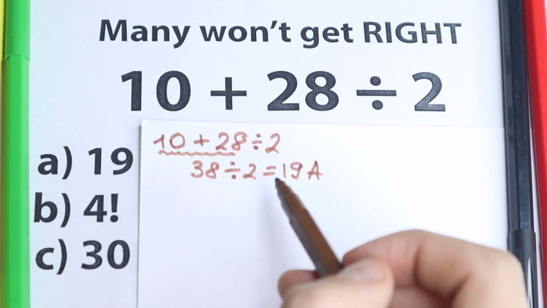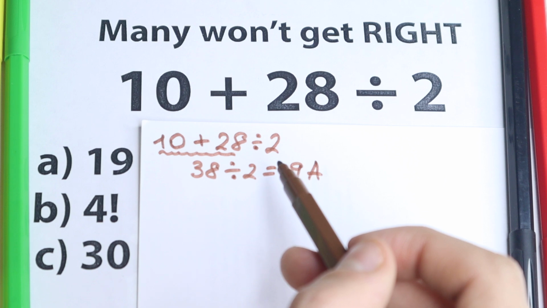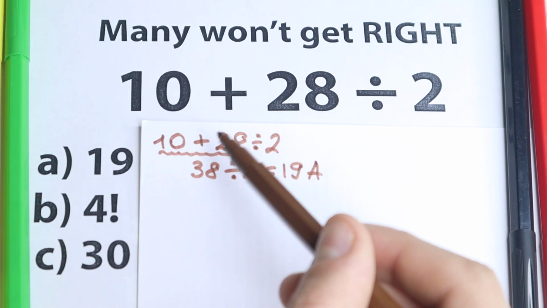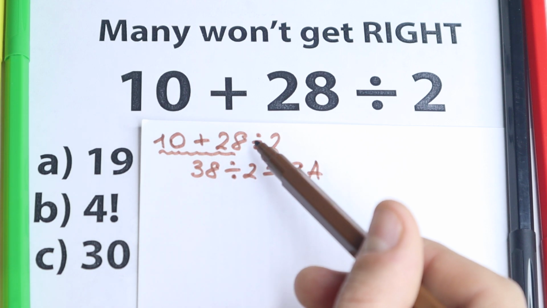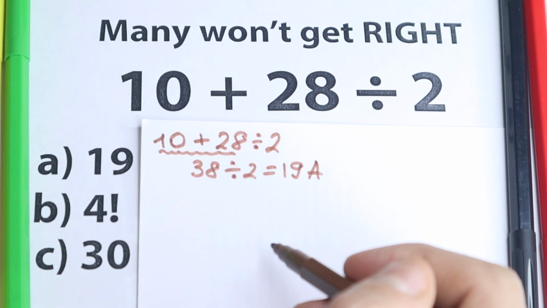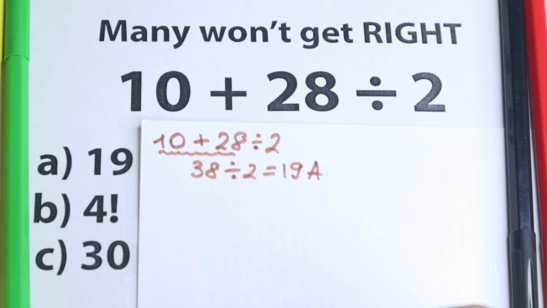I want you to understand that we need to know how we can solve it correctly with the correct order of operation. Because as you can see right here, we just go from left to right. We do the addition before division. So is it correct or incorrect? Okay, let's try to explain it. Let's try to solve it.